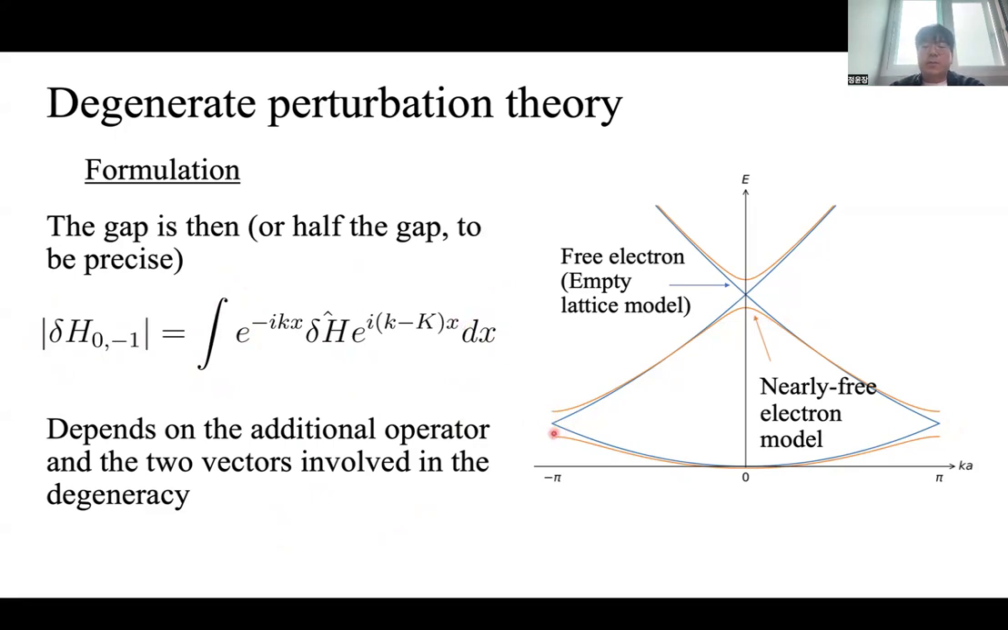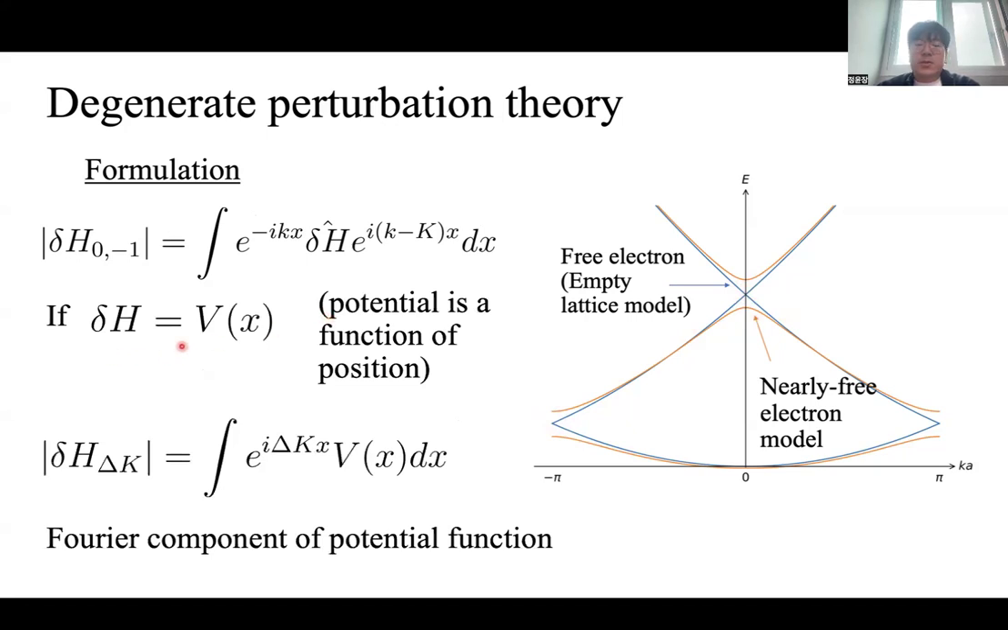The value of the gap is going to depend on two things. It's going to depend on this additional operator, on the potential that we're adding to the system. And it's going to depend on the types of curves that I'm crossing here. For example, here it's 0, 1. This is 1 and minus 1 crossing, and so on and so forth.